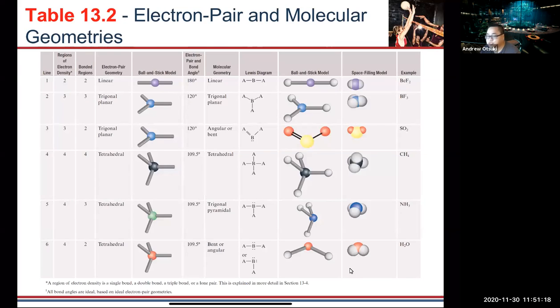Okay, so this table is meant to scare people. I will not worry about this table.